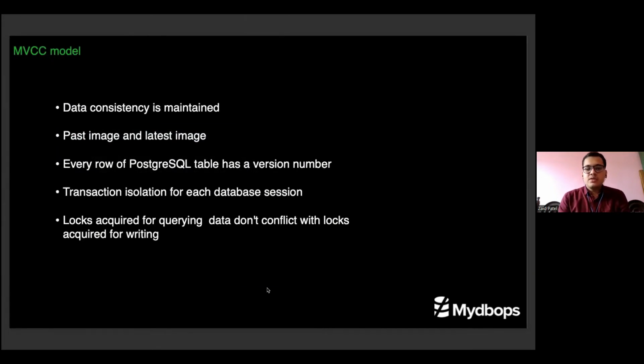So every row of Postgres has a version number that determines whether it is past data or future data. Through this, transaction isolation is also created so that multiple users do not view the inconsistent data of other transactions. Also, locks required for reading the data do not conflict with locks required for writing, and the data is available at the same time for all the users.